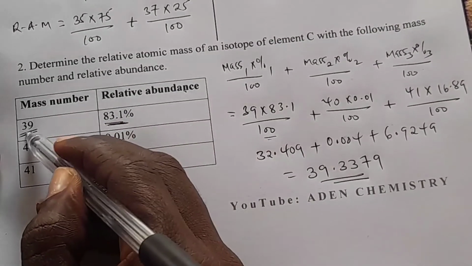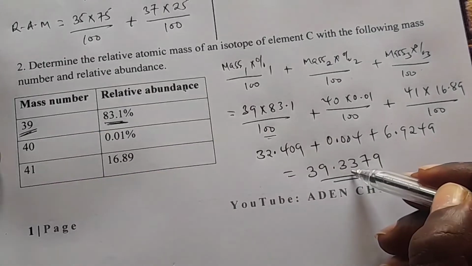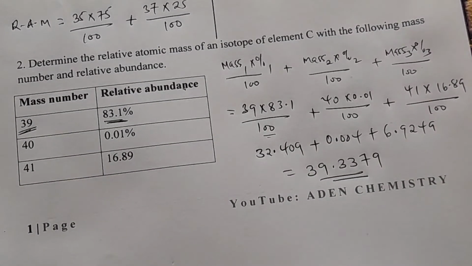So check the mass number. It's 39. So the answer will be 39 point something, 3379. So you are correct like that. Okay, let's go to example 3.